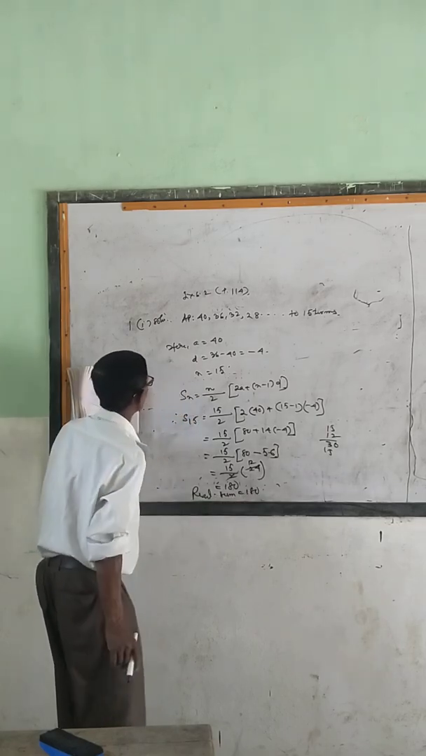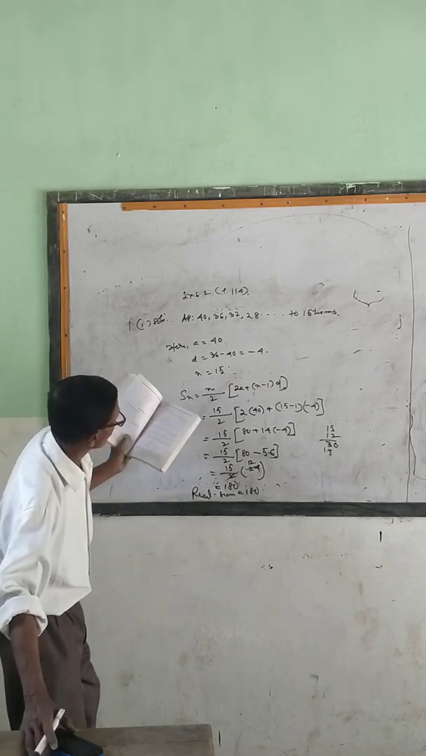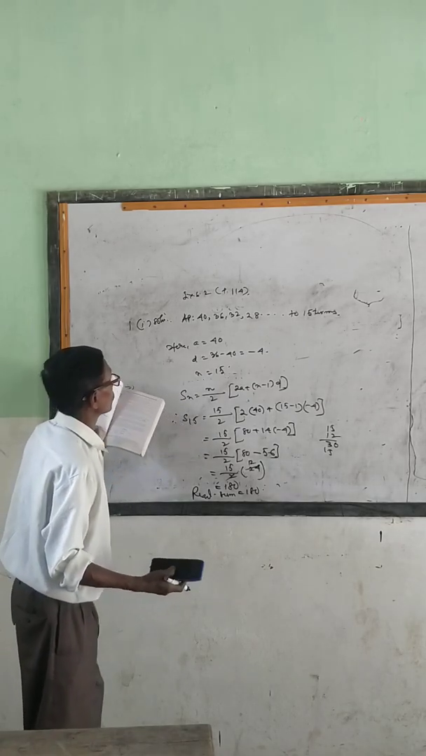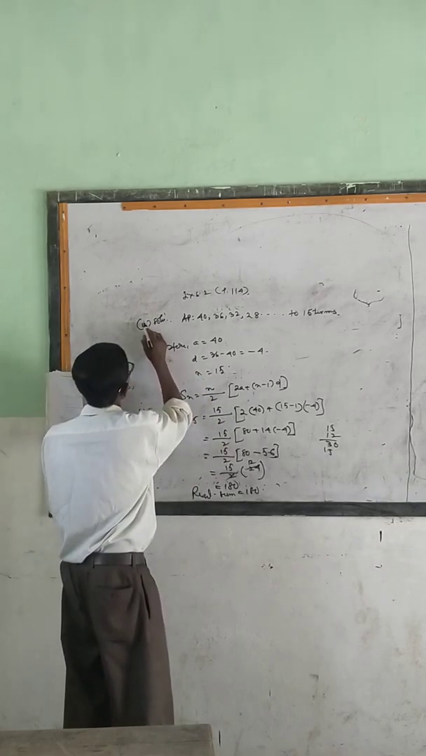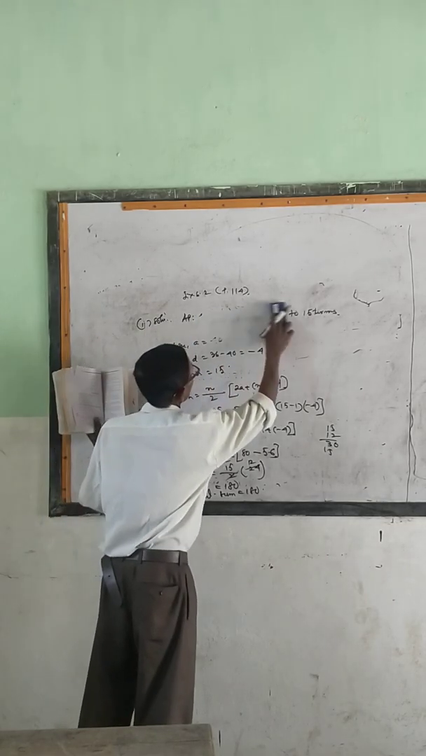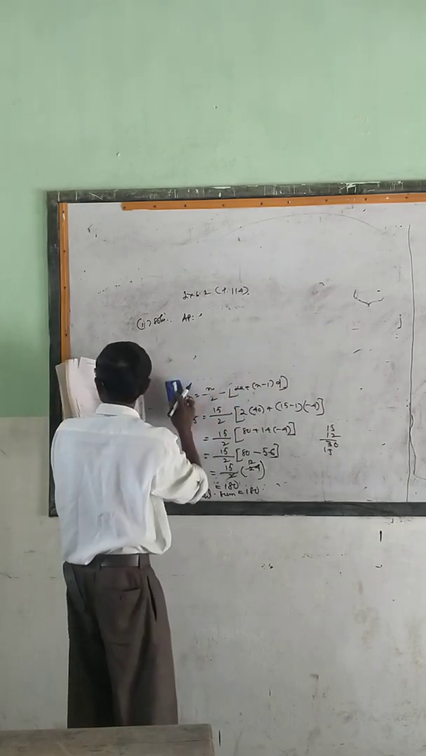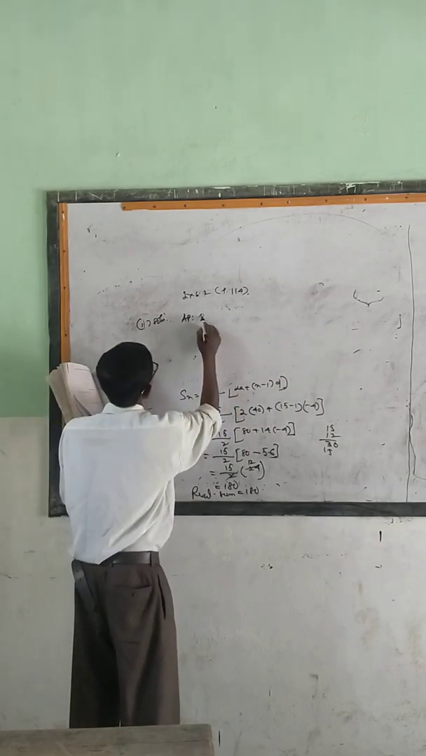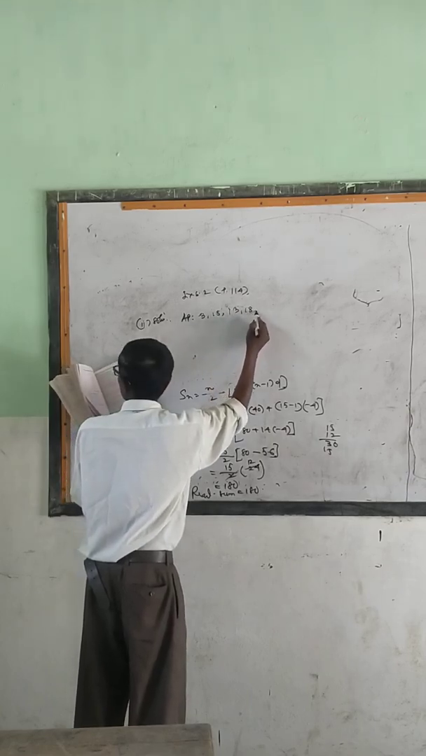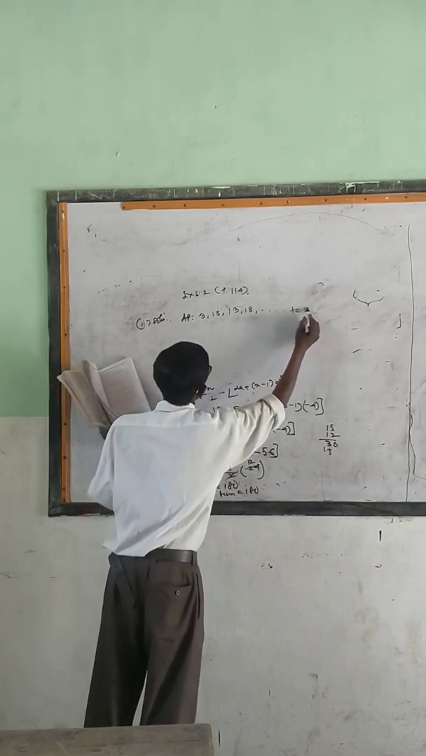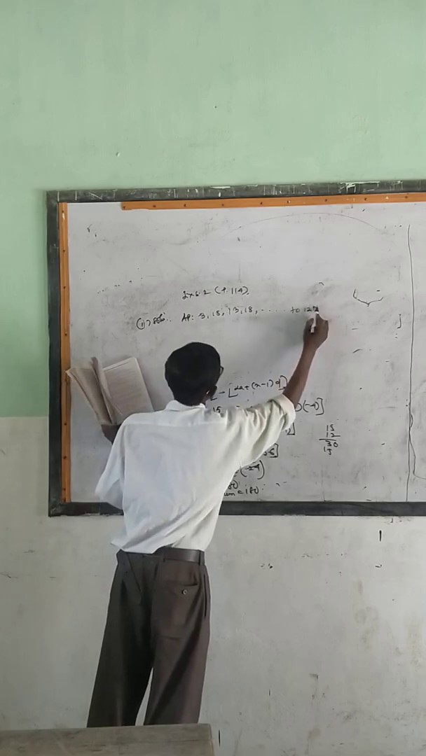Okay. Now let us solve question number 2. After solving one of the remaining parts, you can solve the rest yourself. Part 2, the AP is 3, 8, 13, 18, those are the terms.